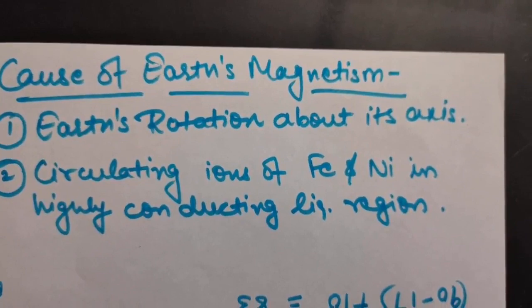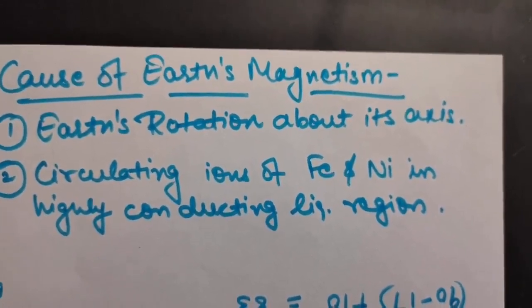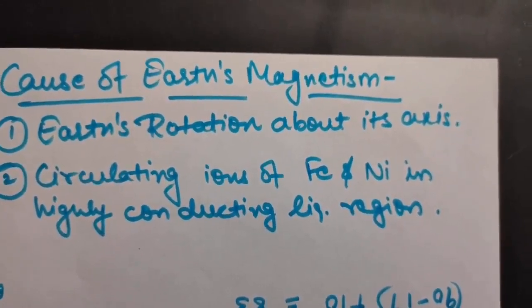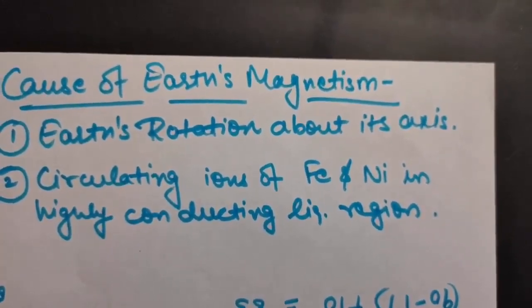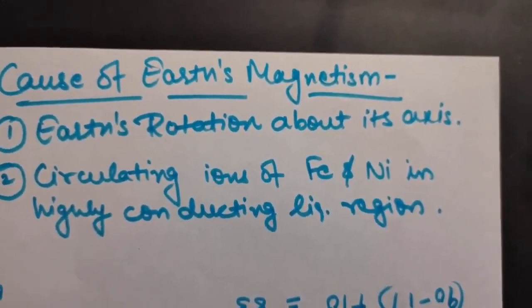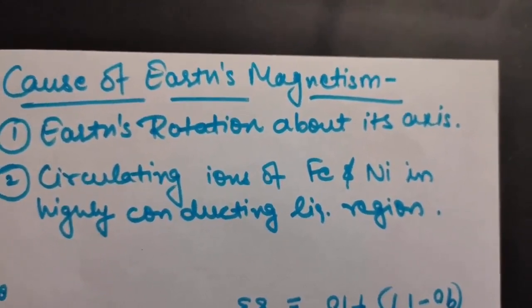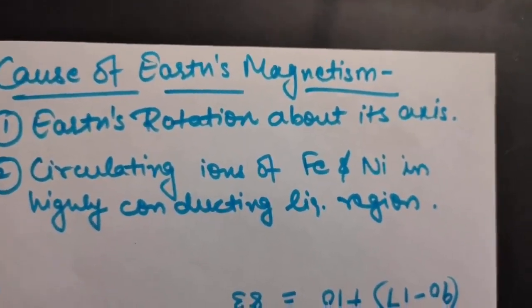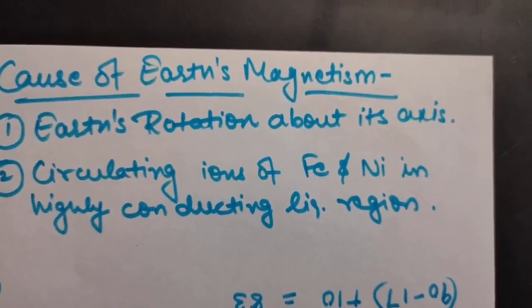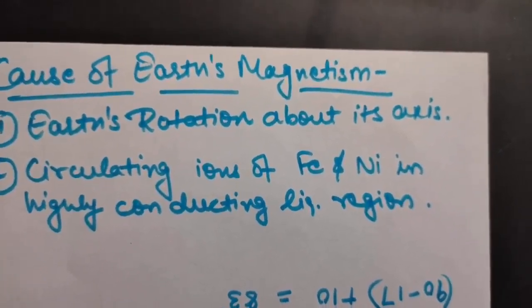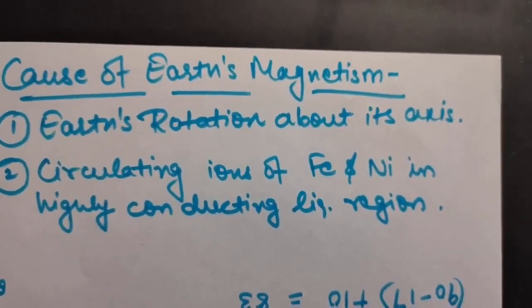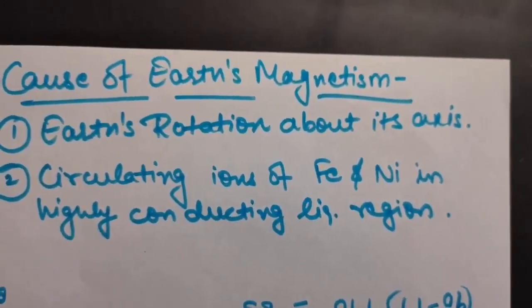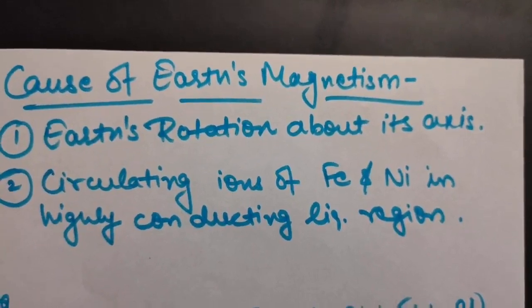Every substance is made up of charged particles. Therefore, due to the rotation of Earth about its axis, the substance is also rotating, which has some charged particles inside it, and the motion of charged particles is nothing but current. So we can say that the current produced due to the rotation of Earth about its axis is producing Earth's magnetism.